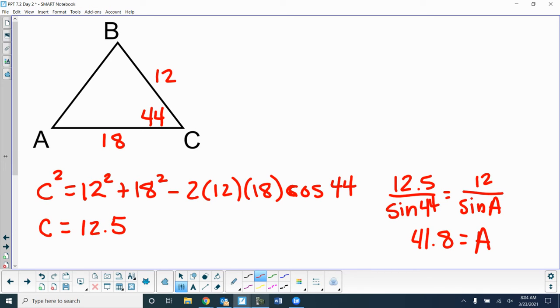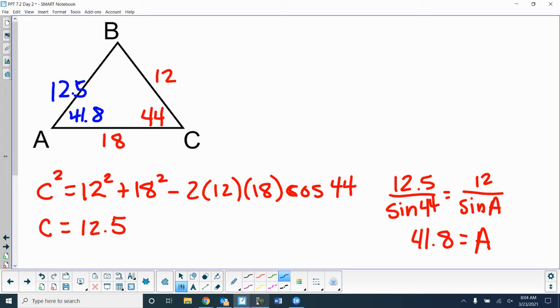Okay, so C is 12.5. I can't lift my arm above my shoulder for some reason, so I'm trying to do it left-handed.